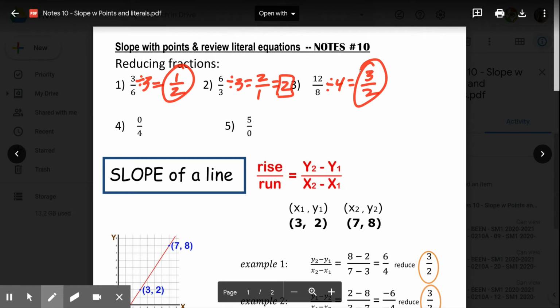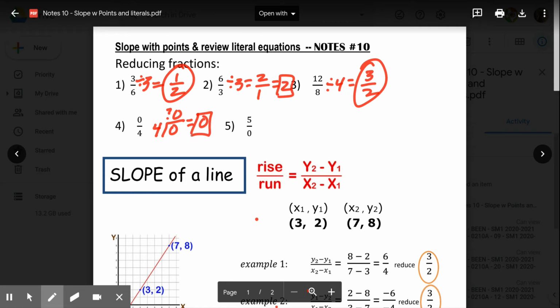Number 4, 0 divided by 4. So that would be where 4 is on the outside, 0 is on the inside. So 4 times what gives you 0? Well, that's 0. So your answer, if 0 is on top, it's going to be 0.